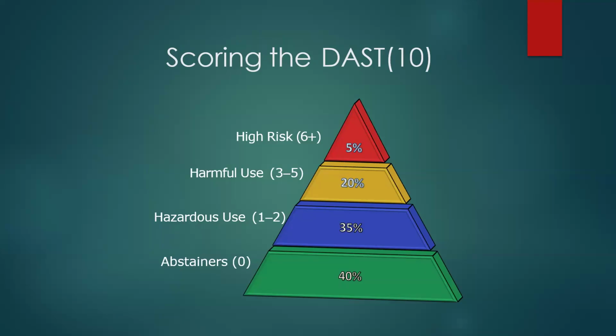Somewhat similar to the AUDIT's results, the DAST reveals about 40% of persons reporting no level of illicit substance use during the past year, or use of medications in manners they were not prescribed. About 35% of persons scored what's referred to as a hazardous level. Harmful use is 20%, and somewhat less than 5% of the population are viewed as high risk, roughly equivalent to dependent levels of use. So that's an introduction to the DAST. And next we will be proceeding on to look at the CRAFFT.